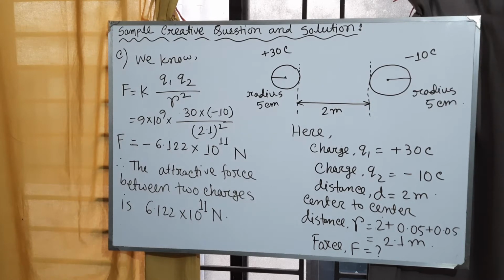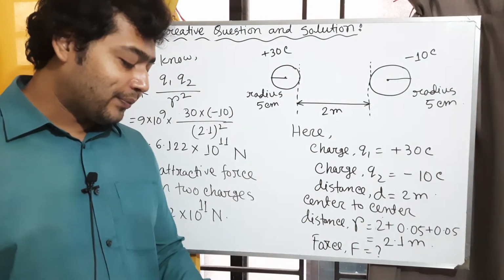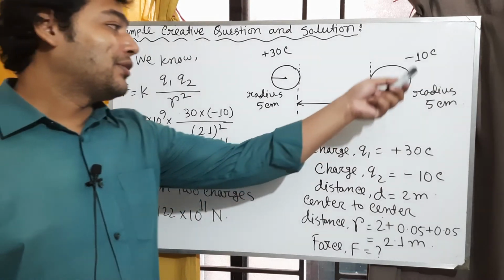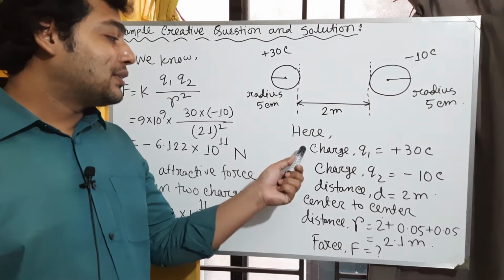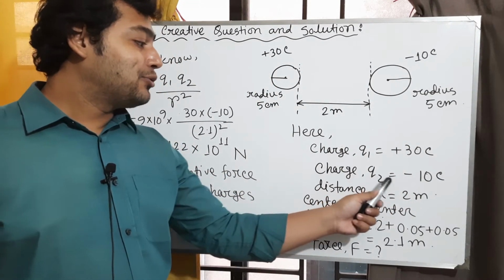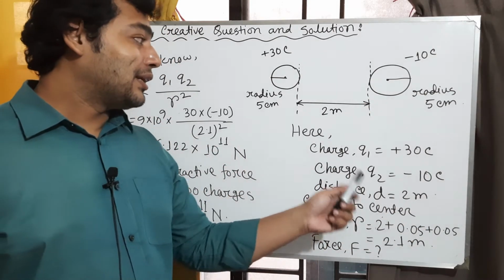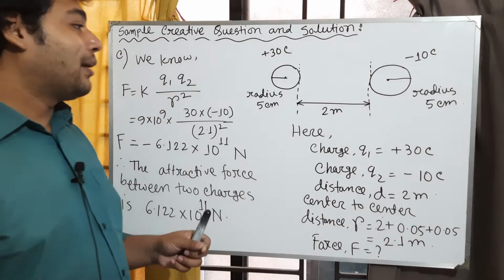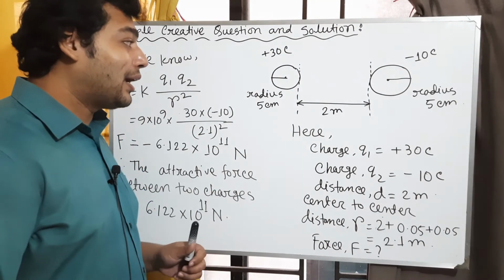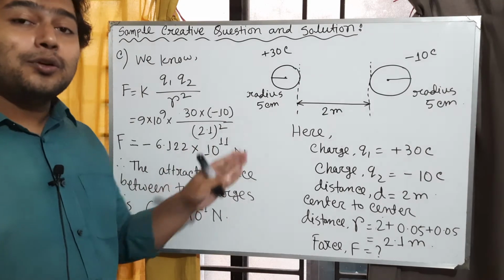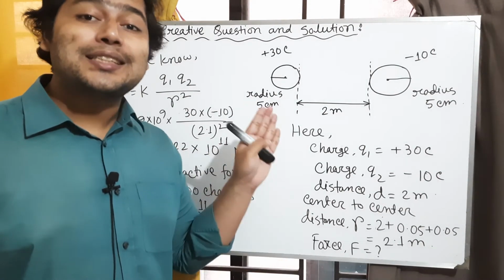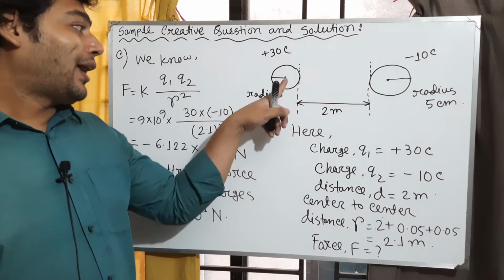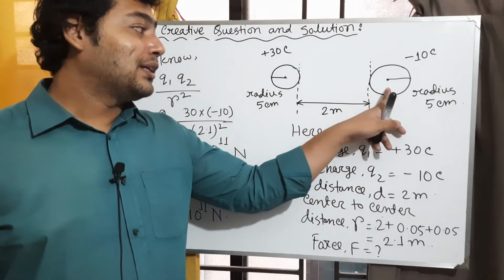My dear boys, now we will try to solve question number C. Here our question is find out the force between two charges. From this stem we have given that charge Q1 equals plus 30 coulomb, charge Q2 equals minus 10 coulomb. Distance d, here this distance is surface to surface distance, so d equals 2 meter. But we have been given the radius of these spheres, and for this calculation we need the distance between the two centers. To get our center to center distance, we must add this radius and this radius.